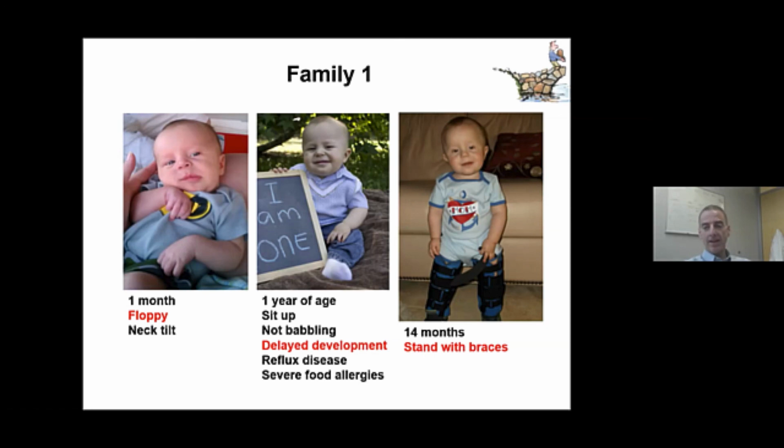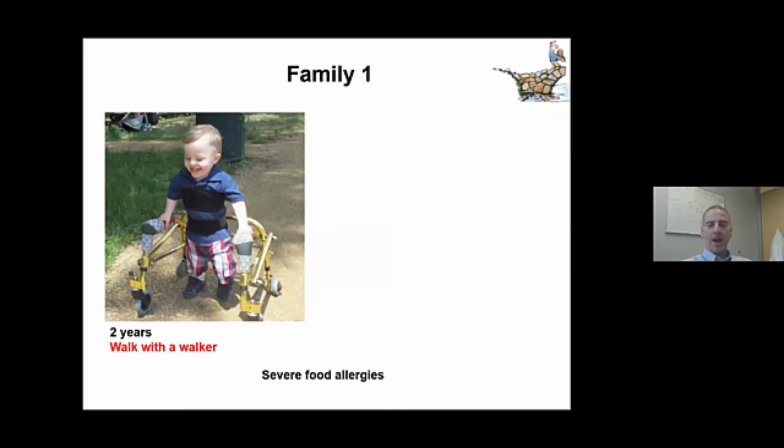And he began to get some extra help. He also had reflux disease and some severe food allergies. By 14 months of age, he was able to stand, but only with the help of braces. So you can see these very large braces that he had on in order to be able to keep his joints where they were supposed to be, because they were so mobile. And so he had to have special braces. And then by 2 years of age, he was able to walk with a walker.